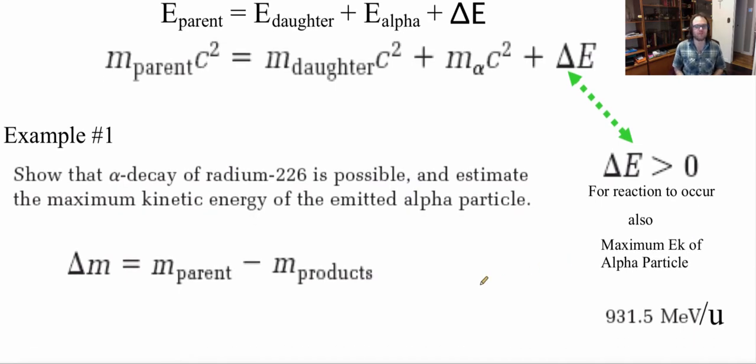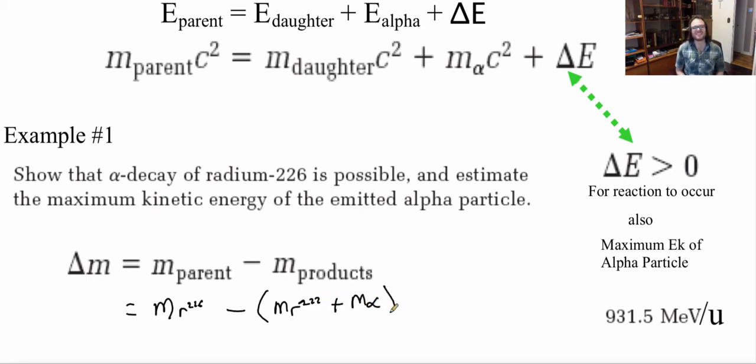So let's start off here. We have radium-226 undergoing alpha decay, and I want to know what the kinetic energy of the alpha particle emitted is. So first I have my parent, which is the mass of radium-226. Then we want to subtract the mass of radon-222, and then we want to add the mass of my alpha particle.